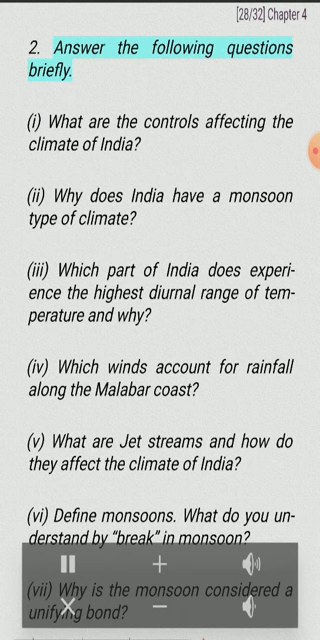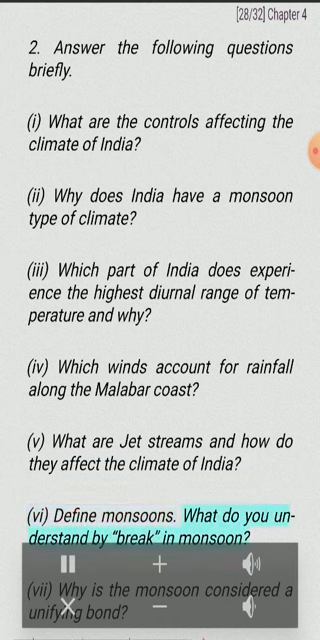2. Answer the following questions briefly. What are the controls affecting the climate of India? Why does India have a monsoon type of climate? Which part of India does experience the highest diurnal range of temperature and why? IV. Which winds account for rainfall along the Malabar coast? B. What are jet streams and how do they affect the climate of India?